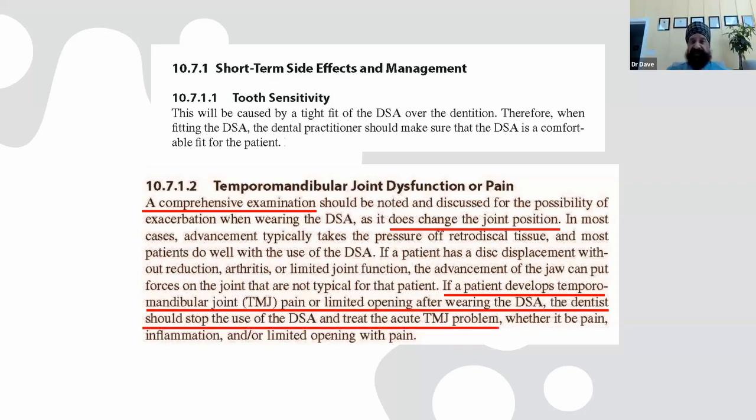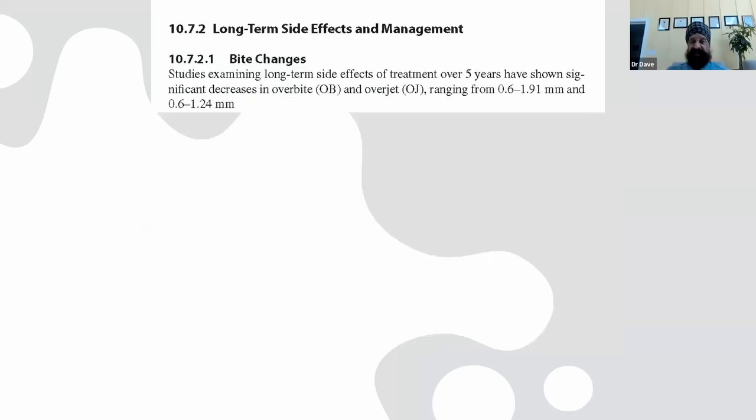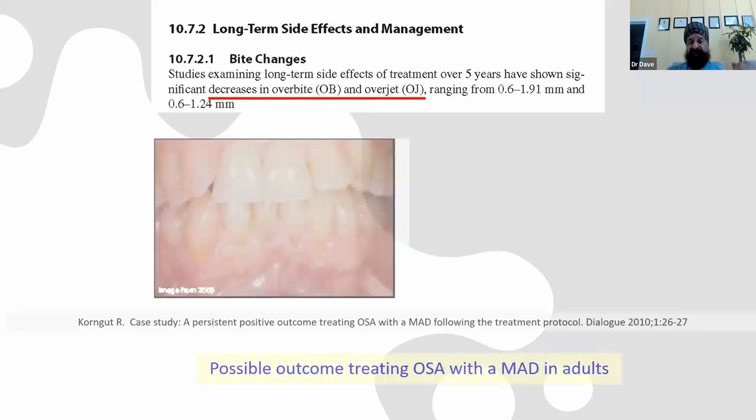The longer term effects of wearing a mandibular advancement device include things like bite changes. Some of them are favorable. If you have a large overbite or a deep overbite at the beginning, it may actually improve. But of course, you can get the reverse as well.